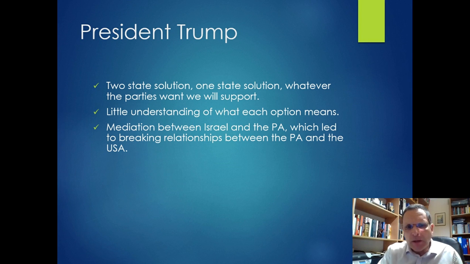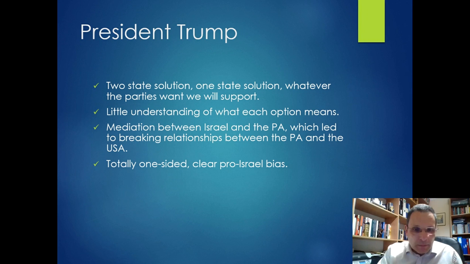It didn't go very well, and these attempts at mediation ended up breaking the relationship between the United States and the PLO and the Palestinian Authority. The Palestinian Authority had to close its embassy in Washington, and the relationship between the two sides came to a halt. The entire mediation or negotiations with the Palestinians was one-sided. It was clearly a pro-Israeli stand that the Americans took.